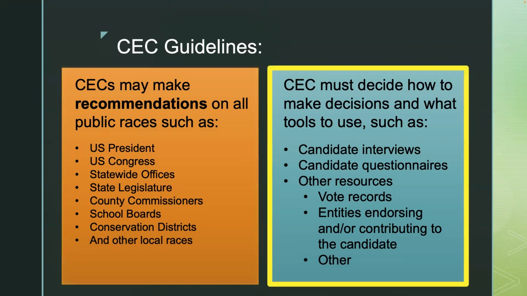And then the CEC must decide how to make decisions and what tools they're going to use. Again, this comes down to things like interviews or questionnaires that are sent to the candidates. CECs can look at things like past voting records, or whether there are other entities or organizations or individuals who are endorsing or contributing or supporting this particular candidate. So really there are a vast array of tools and resources available.